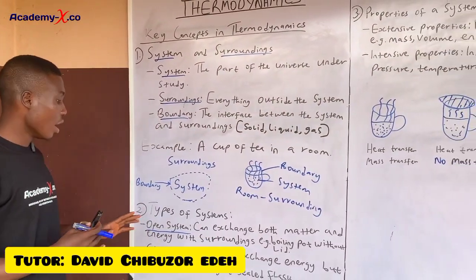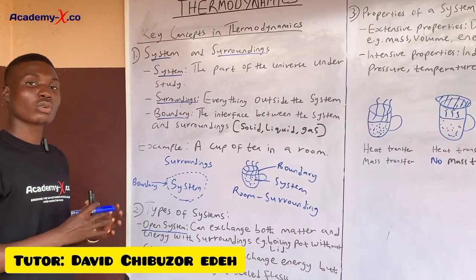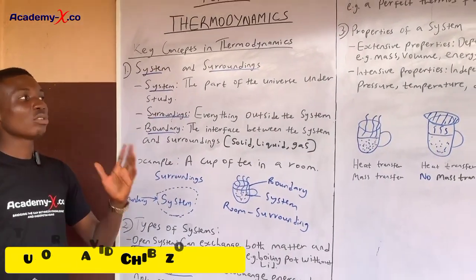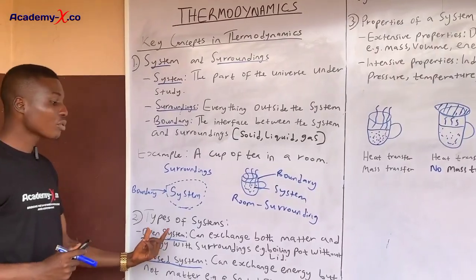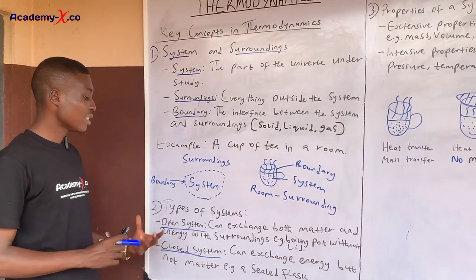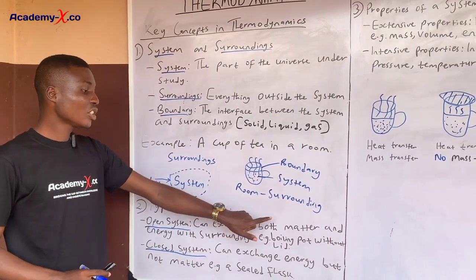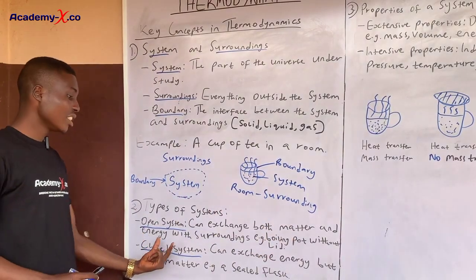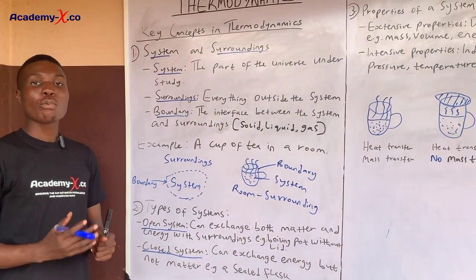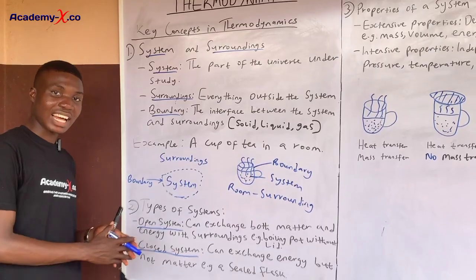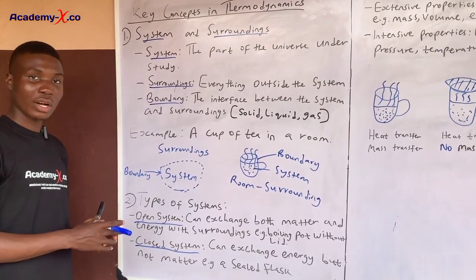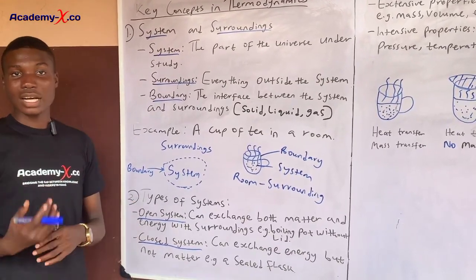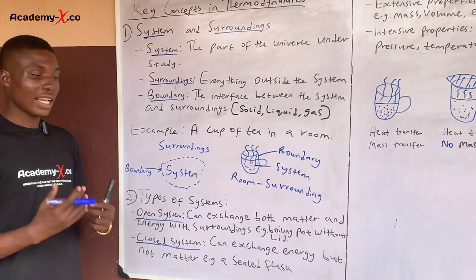So let us look at what an open system represents, what a closed system is, and what an isolated system is. An open system is a system that can exchange both matter and energy with the surrounding. And you know matter can be solid, liquid, or gas. I don't know if that makes sense to you. And then energy with the surrounding.